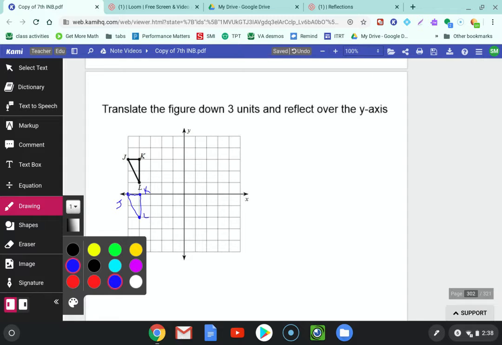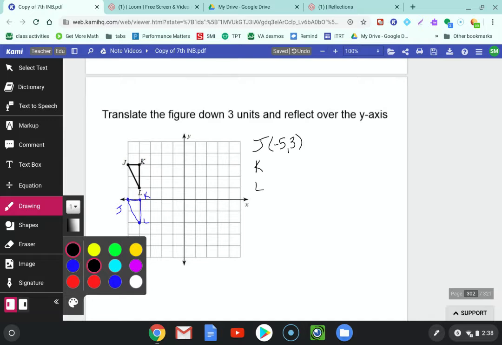So the first thing I'm going to do is show you the steps of the points as well so that you can follow along with. So my original J, K, and L: J was -5, 3. K was -4, 3. And L was -4, 1.